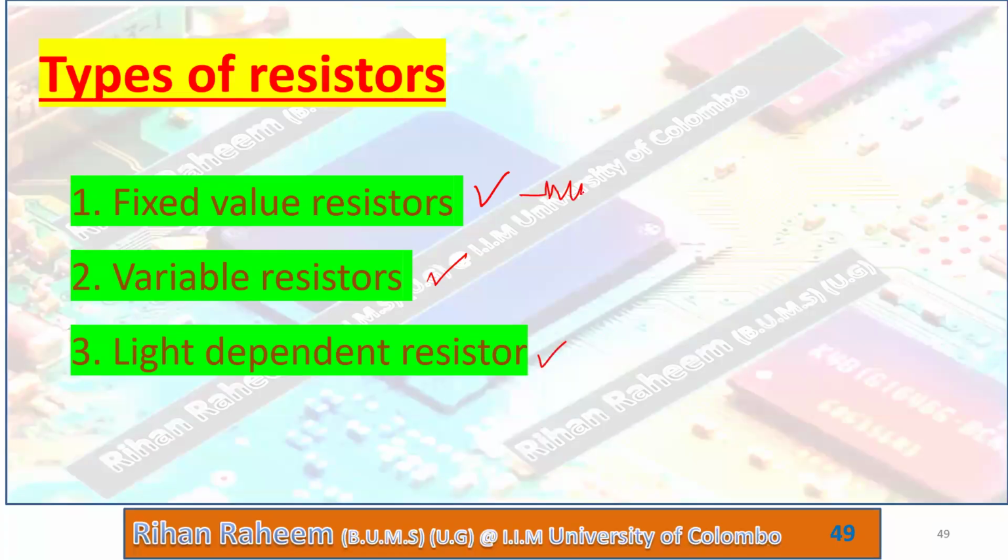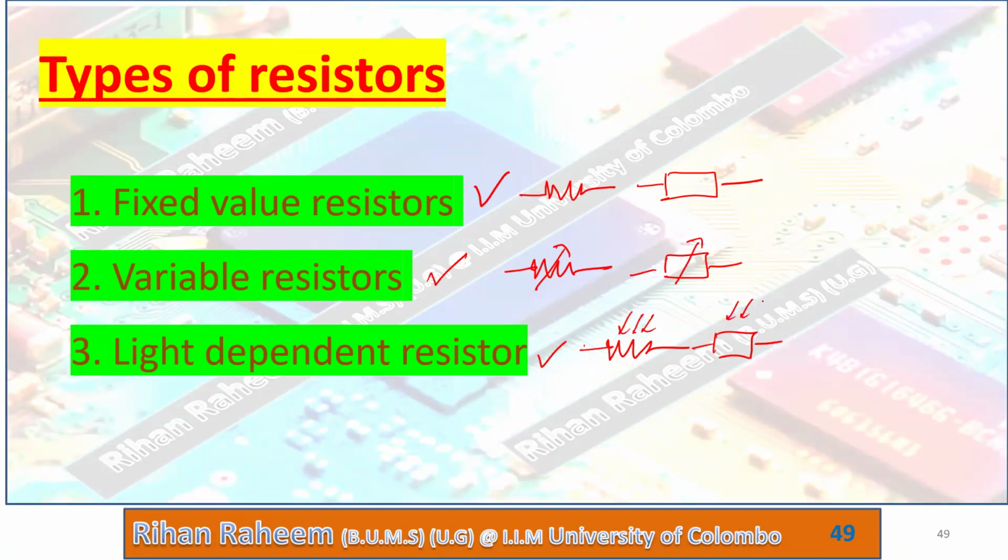Fixed value resistor, these are the two symbols for fixed value resistors. Variable resistor symbol is something like this. There is an arrow in the middle. Light dependent resistor, light is falling on the resistor. That is the symbol for light dependent resistor. Okay, either this symbol or this symbol, both can be used.